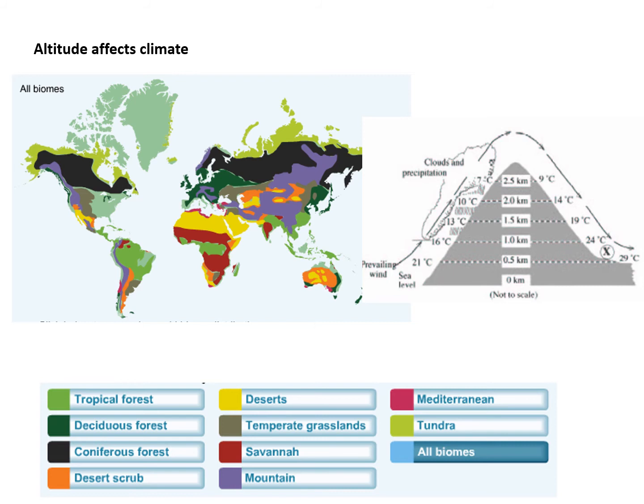The descending air on the other side of the mountain is much drier and is called the rain shadow. And you can see this effect on the map. If you look at Central Asia here, north of the Himalayas is a rain shadow.